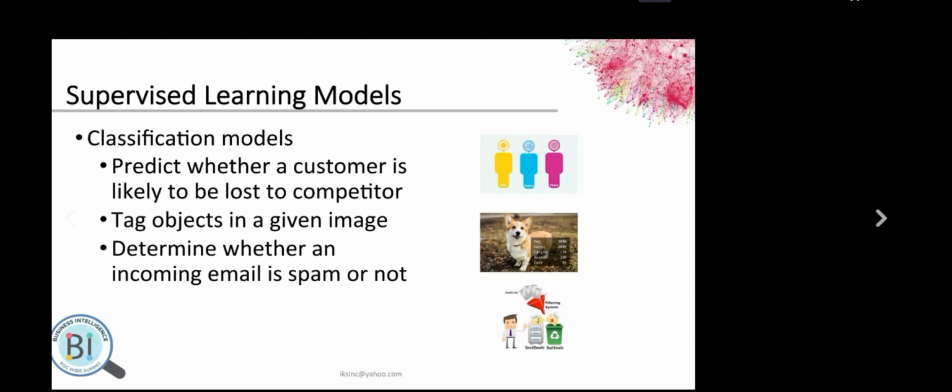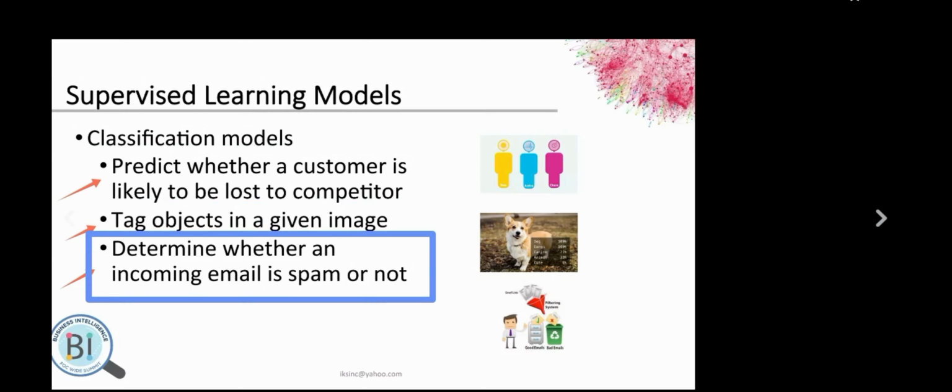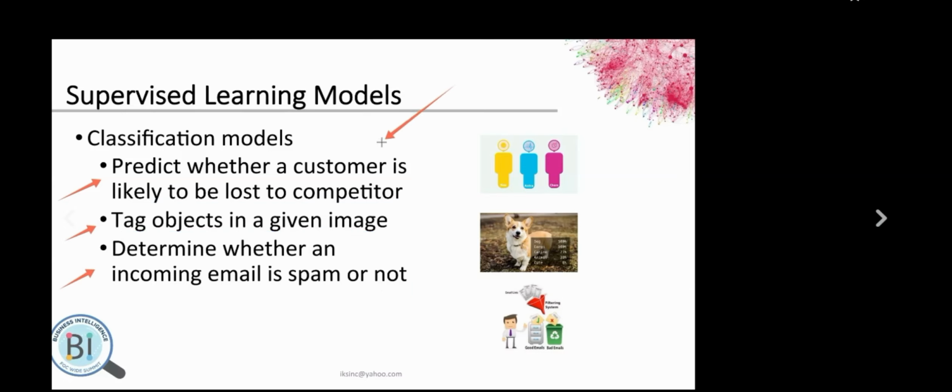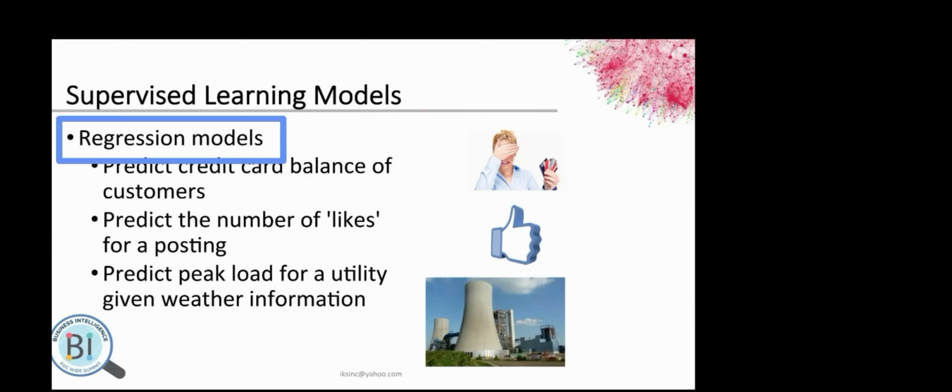Some real life examples of supervised learning models are: predict whether a customer is likely to be lost to a competitor, tag objects in a given image, and the more common one, determine whether an incoming email is spam or not. In this case, you already have tons of customer data, tons of images, and tons of incoming email samples that will help you determine relevant predictions in each case. Regression models also come under supervised learning models, and Tableau forecasting is the prime example of the same.